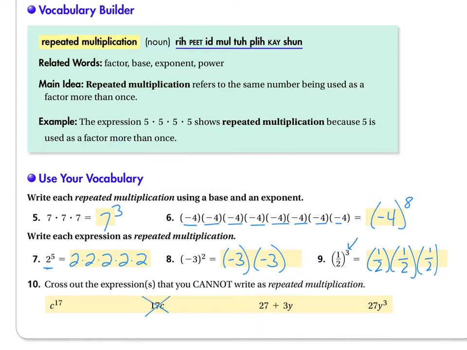This is not repeated multiplication. This is not repeated multiplication. This is C repeated 17 times. This is 27 times y times y times y. Now the 3 only applies to the y. So this is 27 times y times y times y. The 27 is not being repeated.